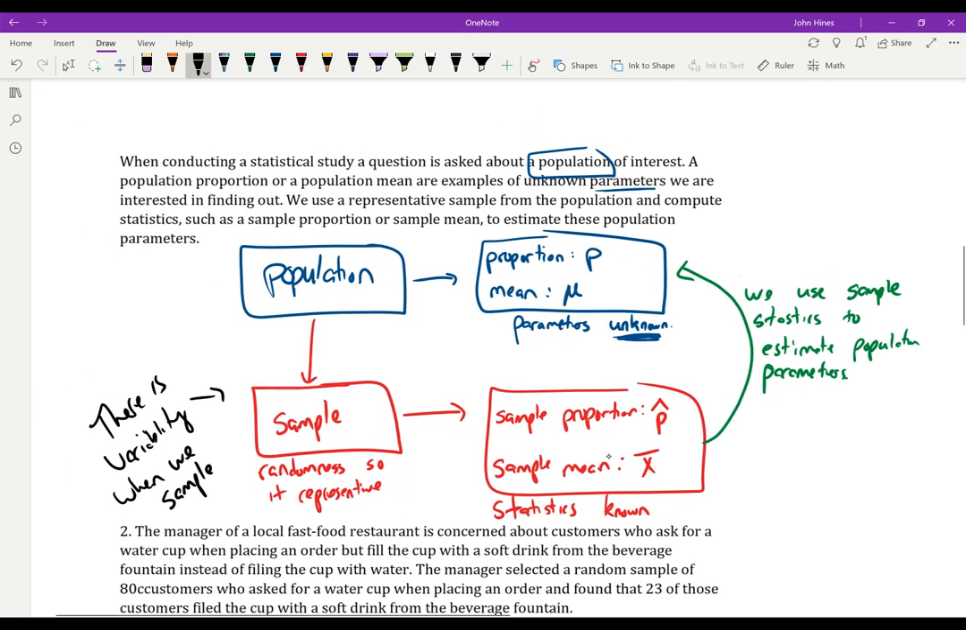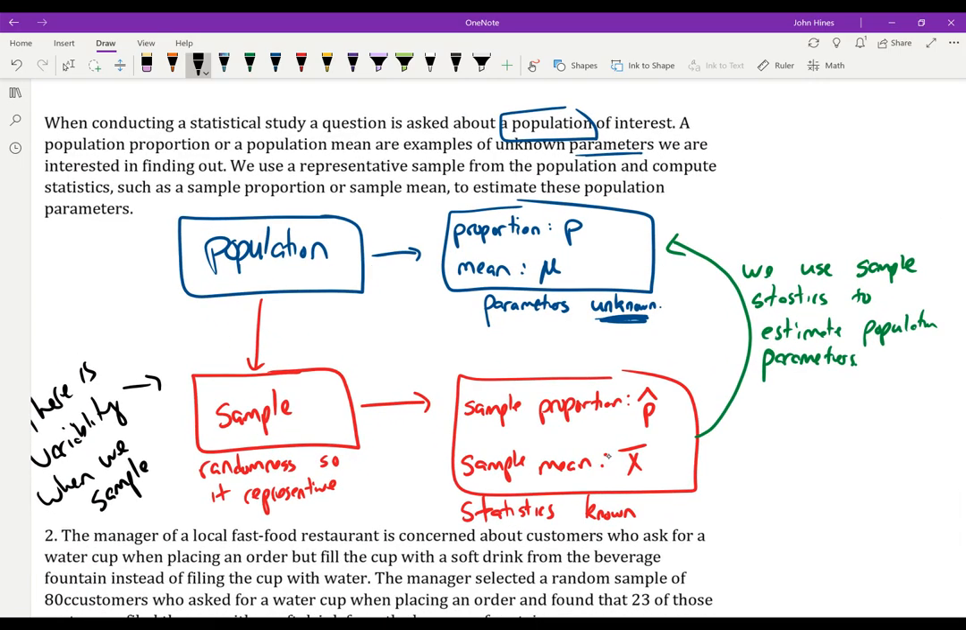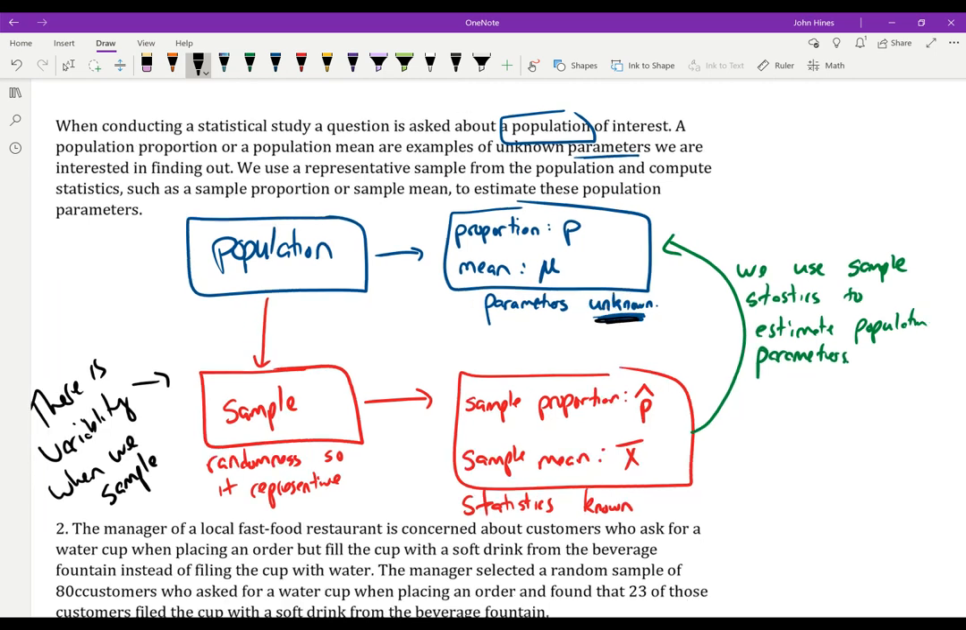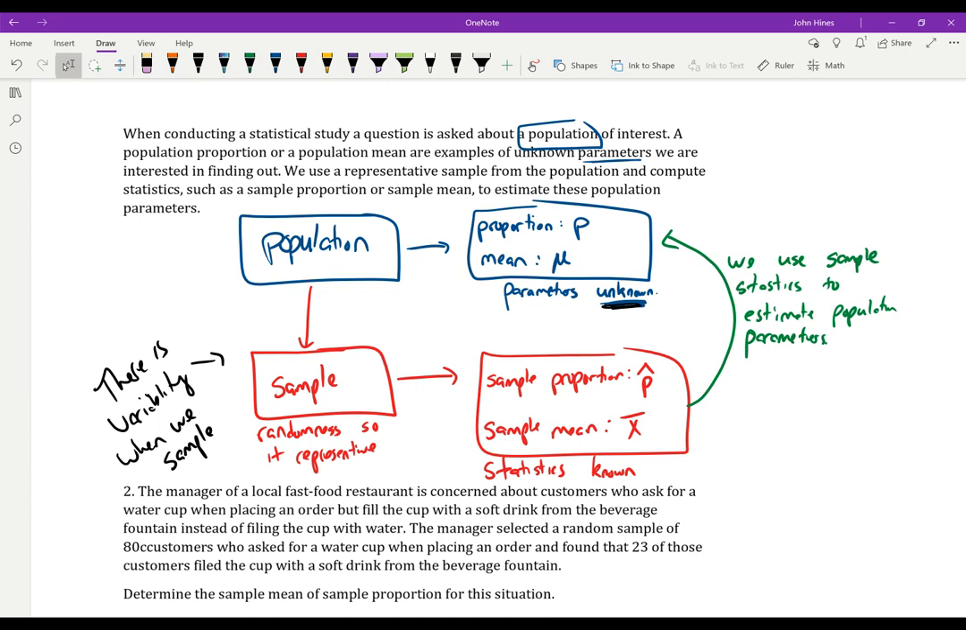But I need you guys to understand what we're doing here. I have a population, and there's these things I want to know about that population. But I'm never going to know those things because they're unknown. So I take a sample of that population and compute something I can actually work with. I compute a proportion or a mean, a p hat or an x bar. And then from those values, we're going to use some kind of statistical procedure to estimate these unknown population parameters about the population. So we're going to use sample statistics to make inferences or estimates about the population. That's what's coming our way.